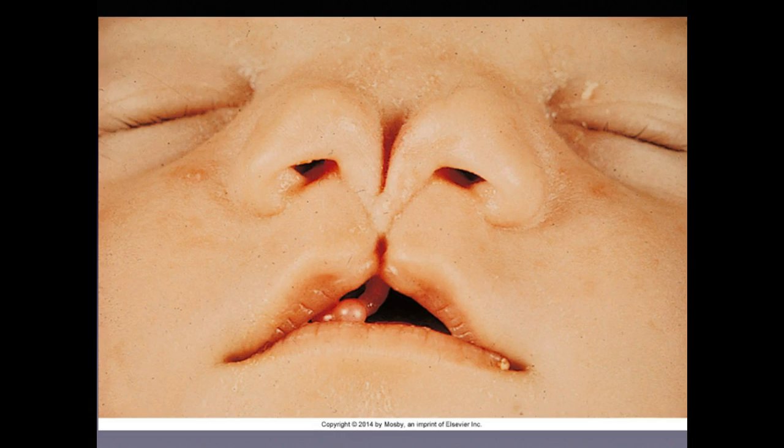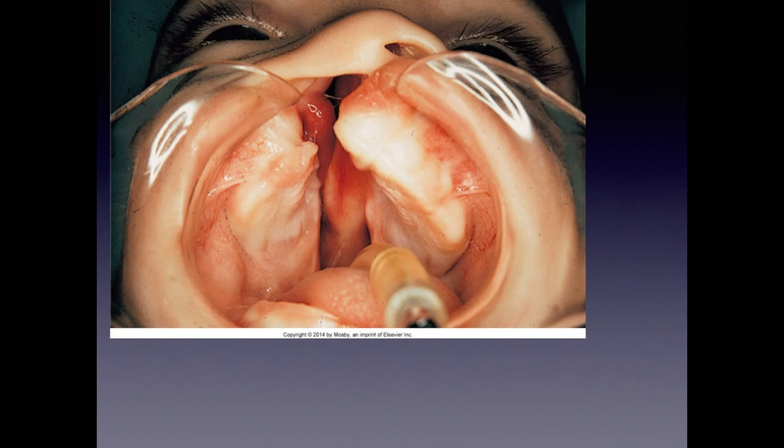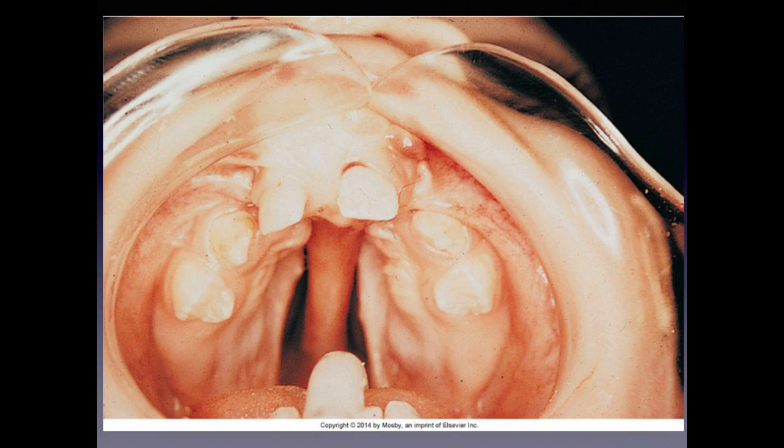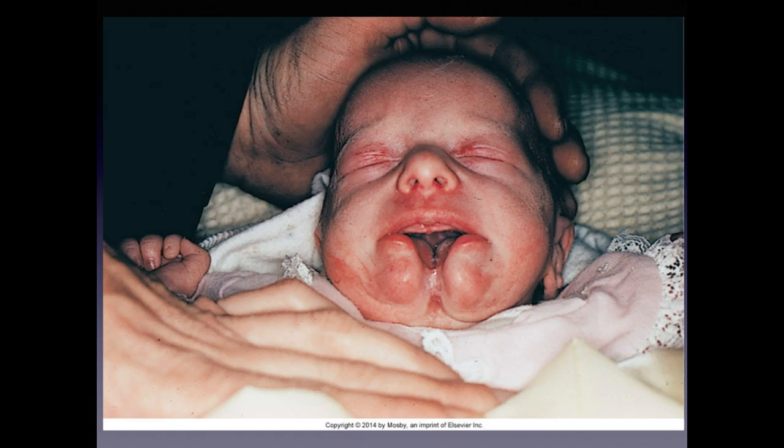Here's an unusual one where the medial nasal process did not form properly. So it's a midline cleft, very unusual. Here we have a unilateral full cleft lip and palate, and just a cleft palate on this one. And this is a cleft on the mandible.